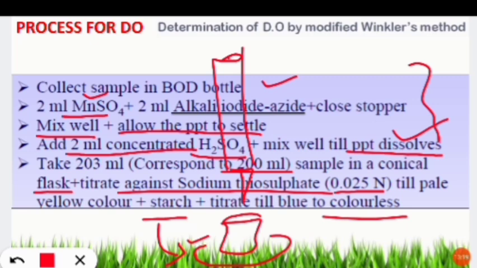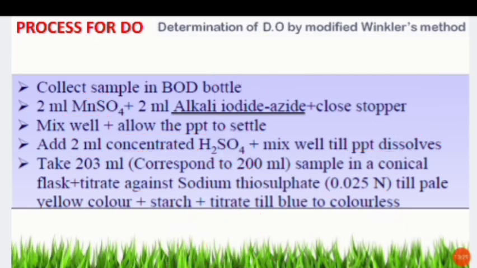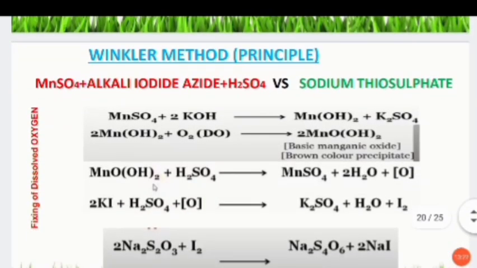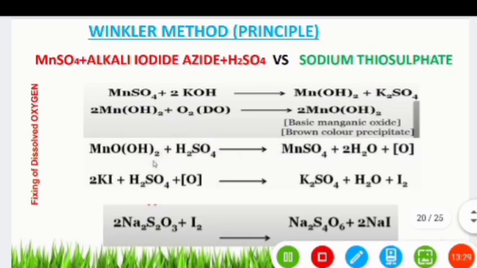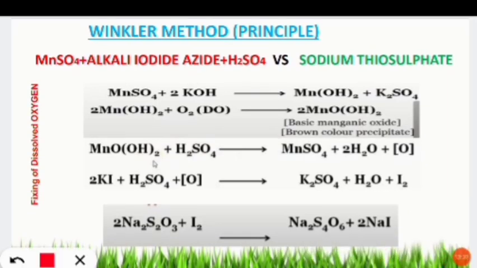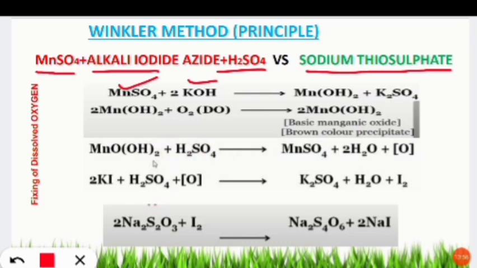Don't worry, I will explain with the help of the reactions taking place during this process. So let's move to the next slide. This is the main thing taking place when we are doing the dissolved oxygen Winkler method. The sodium thiosulfate is in the burette, and the manganese sulfate, alkali iodide azide and H2SO4 are added to our water sample, for which we are going to analyze the dissolved oxygen. When we add manganese sulfate with the alkali iodide, let us assume KOH, it forms Mn(OH)2 and K2SO4.